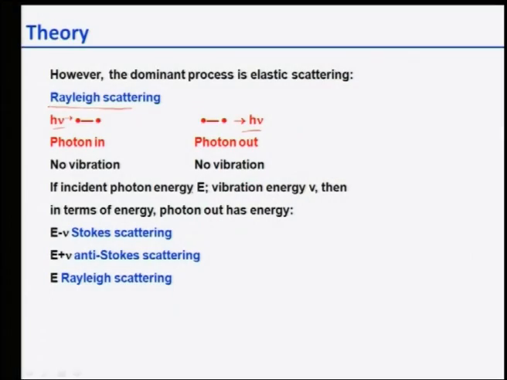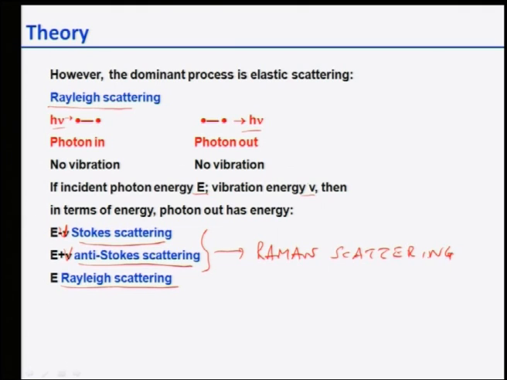If the incident photon energy is E and the vibration energy is V, then in terms of energy we can write E minus V is Stokes scattering, E plus V is anti-Stokes scattering, and E is the elastic scattering, and these two give Raman scattering, not the last one. You should know that. These have all been taught for different sets of particles.